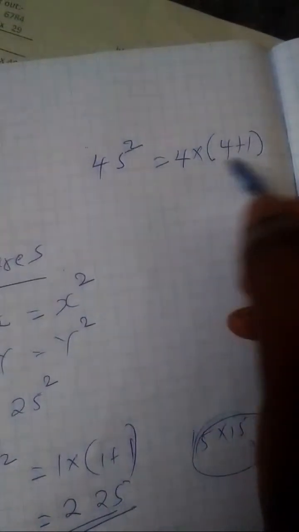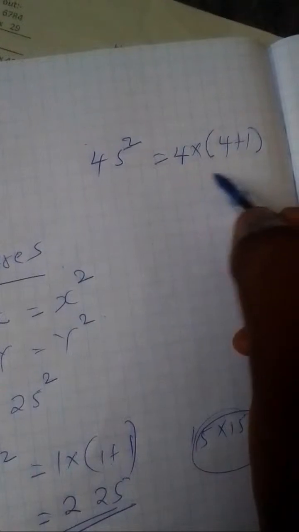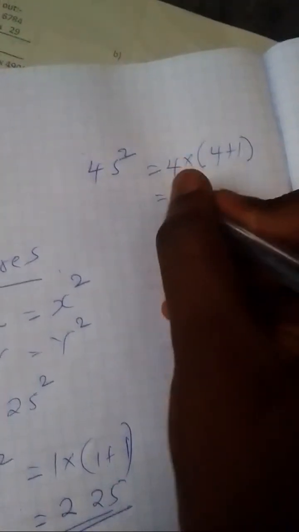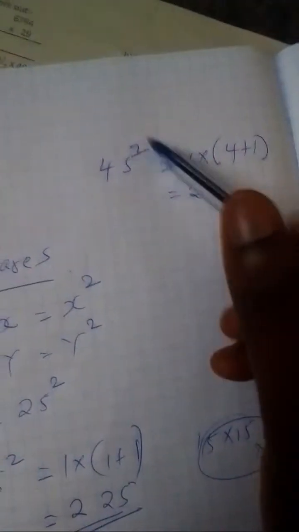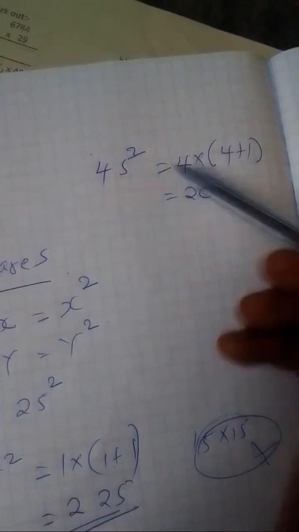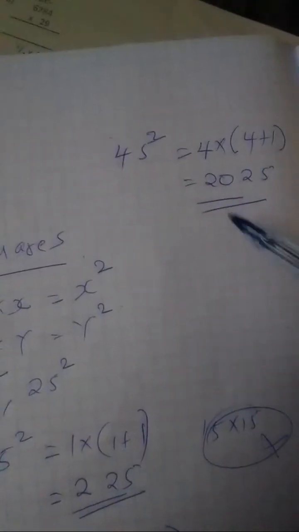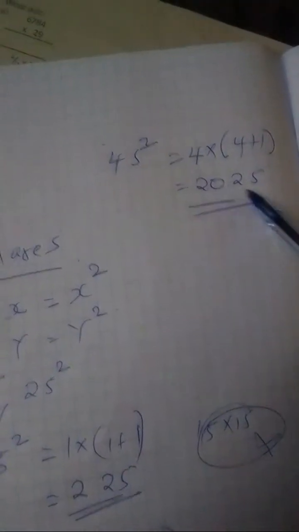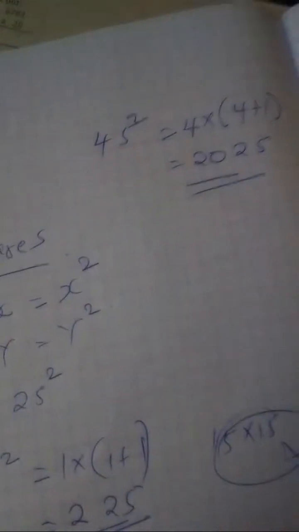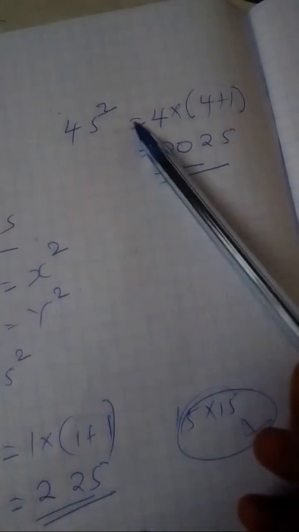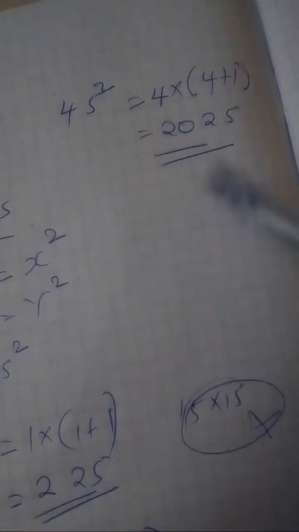So from there 4 plus 1 is 5, and 5 multiplied by 4 is 20. So we shall write that 20 here. Then from there we shall only have to square 5, and that should be 25. So that is the answer. So the answer for 45 squared brings us to 2025. So that is the answer for 45 squared. And it is as simple as that.